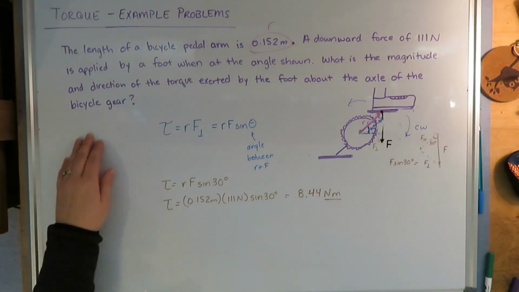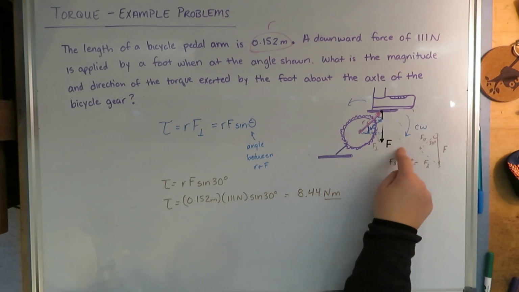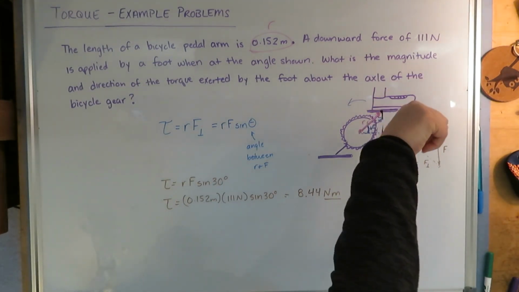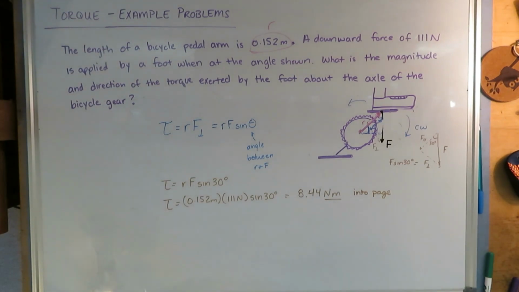Now this gives us the magnitude, but it wants to also know the direction. The direction of the torque, if we want to do the shortcut, that would be just curling my fingers in that clockwise direction. So that's going to be into the page. Okay, so that would be the direction of that torque.